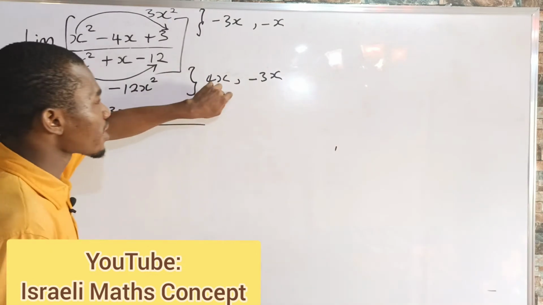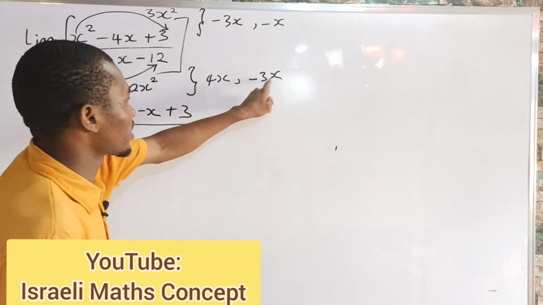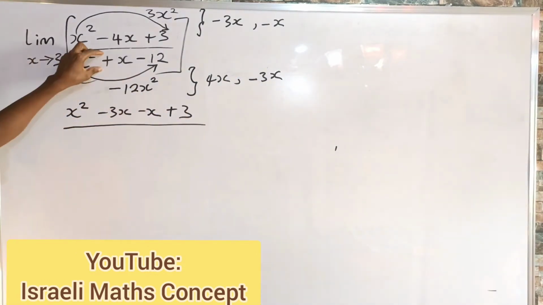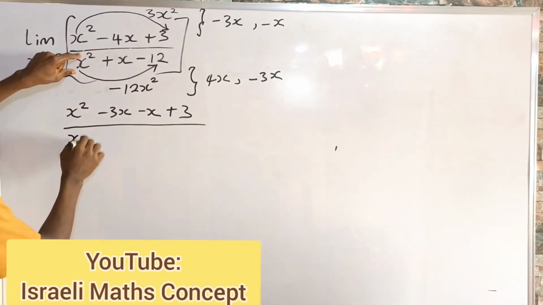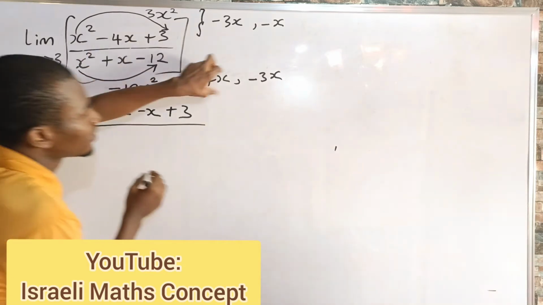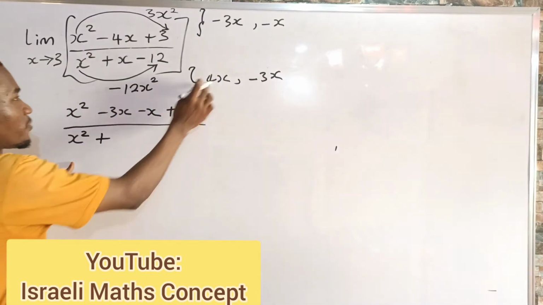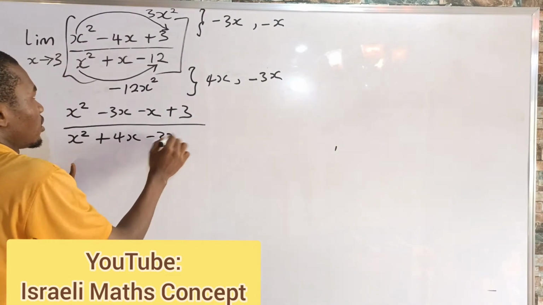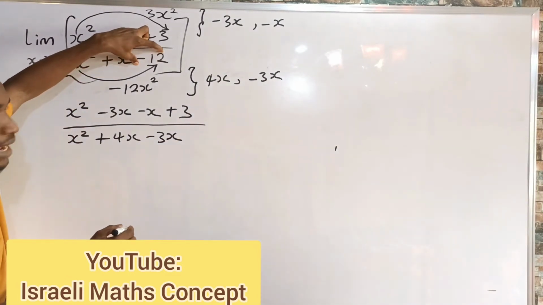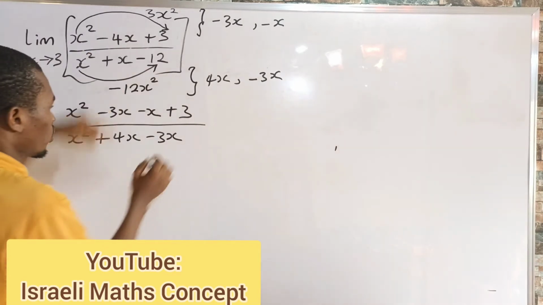Then 4x plus negative 3x will give us positive x, such that we put the highest degree of x, which is x squared, then we add the two factors, which are positive 4x and negative 3x. Then we include the last term, which is our constant, negative 12.